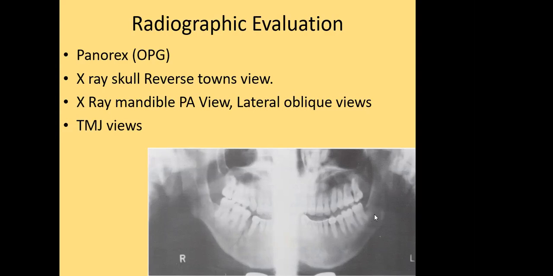But then you can see that the third molars are actually not here. So it means they were already removed. Yeah, they are removed. Otherwise, if they were not erupted, you would be seeing them here. So they are not here. So they are removed. But overall, you can see this is a young person.